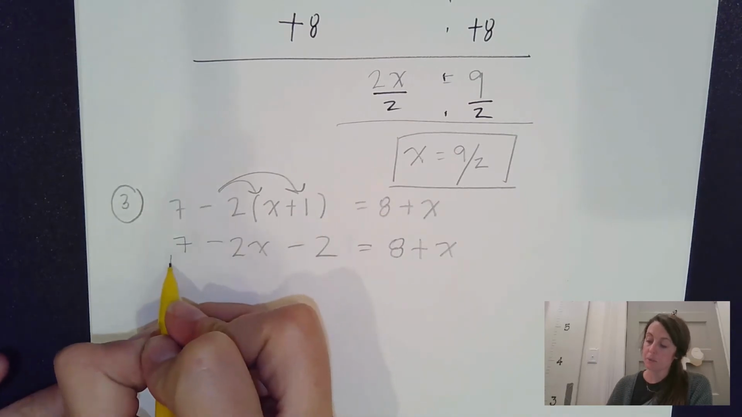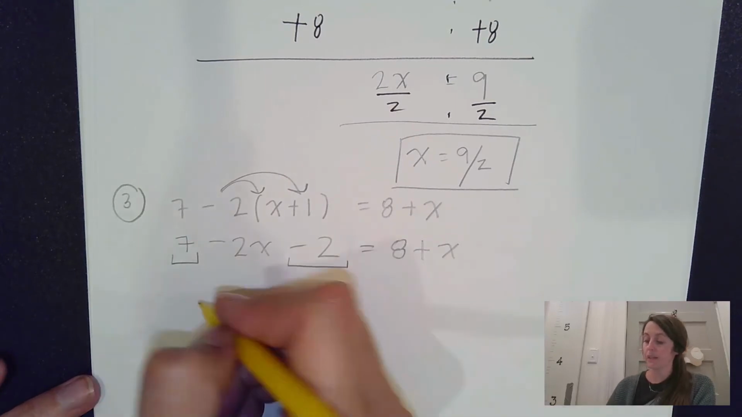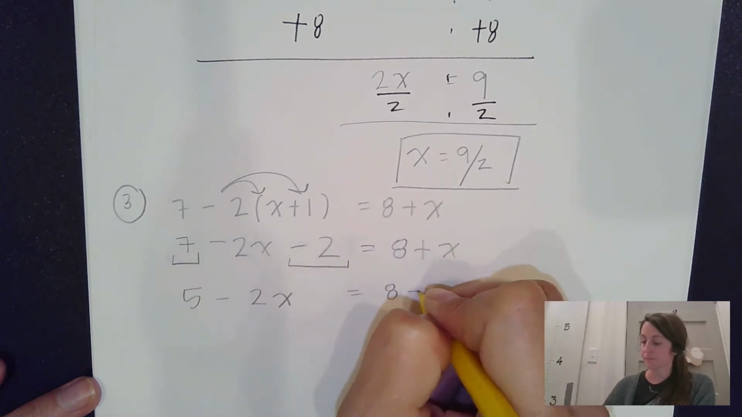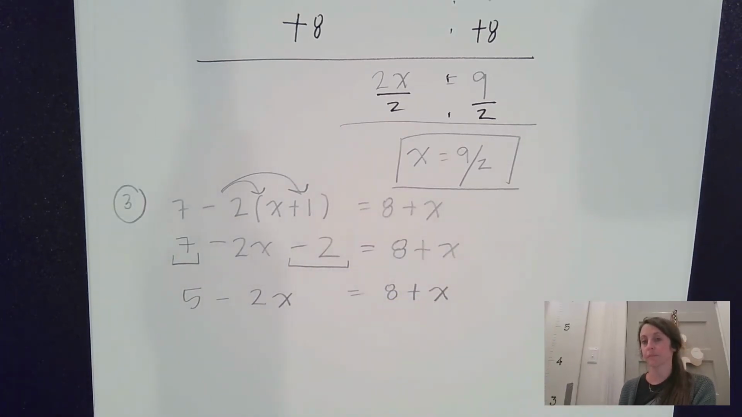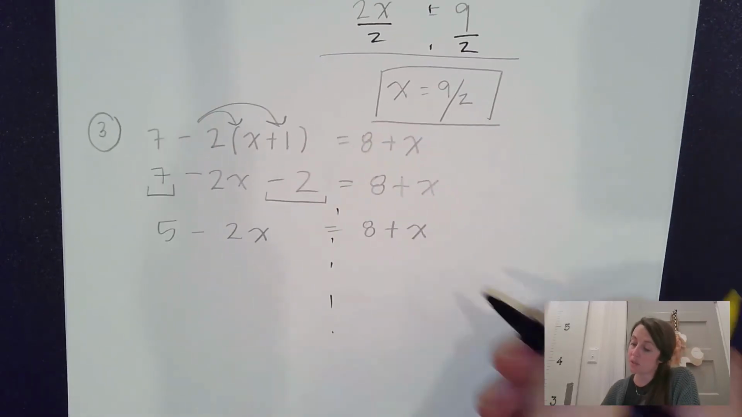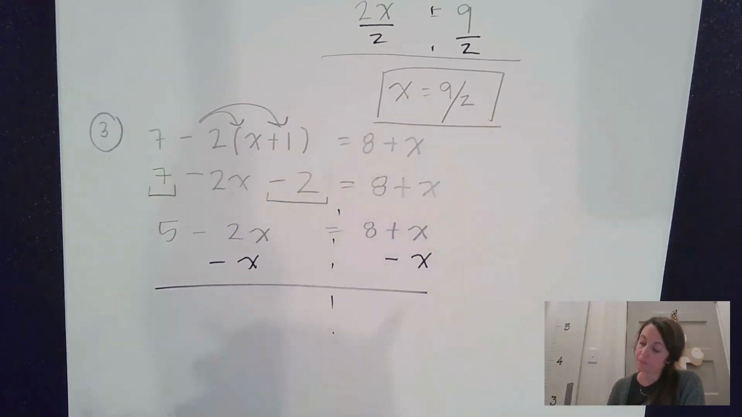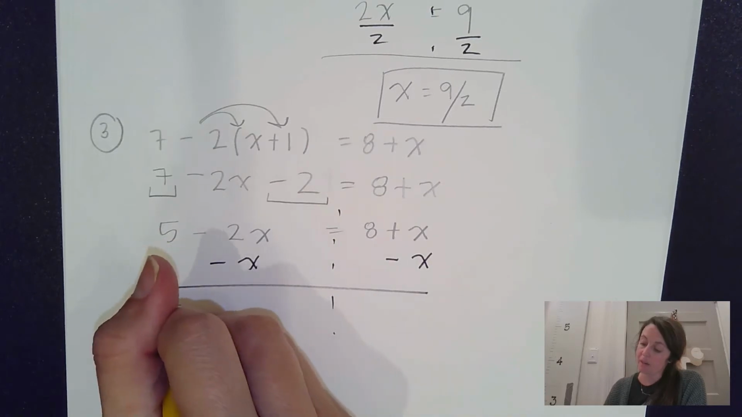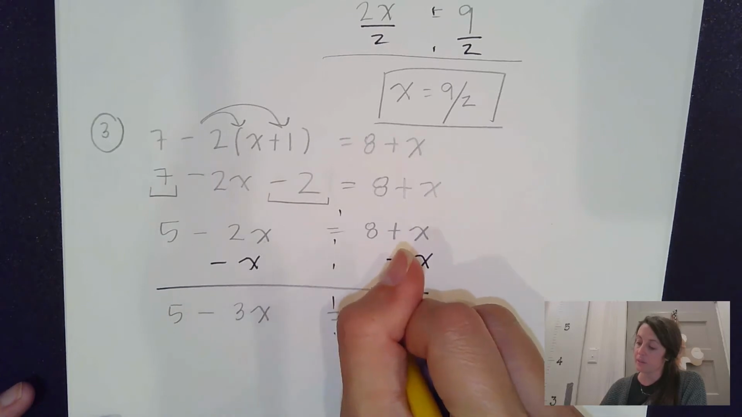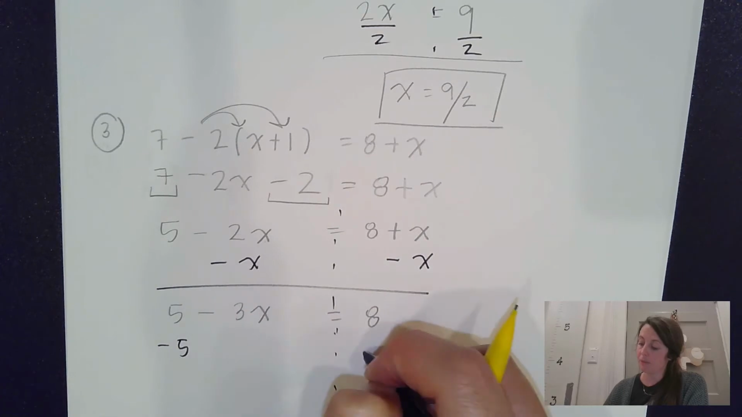I'm going to combine like terms on the same side. So I'm going to have 7 minus 2. Okay, it's going to be a 5. Now I'm going to combine like terms on opposite sides of the equation. So I am going to subtract this x here. So when I do that, I'm going to have 5 minus 2x minus x, which is a minus 3x. It's equal to 8. I'm going to subtract my 5.